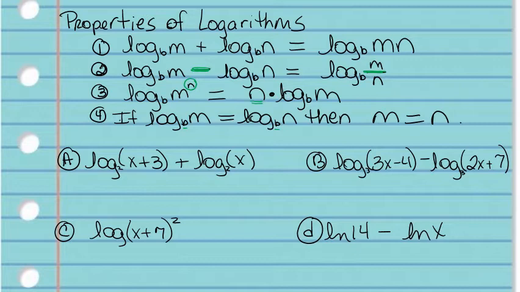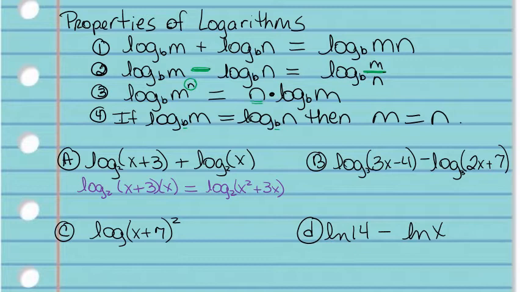So for this first one, we want to get this as an expression with a single logarithm. This would become log base 2 of x plus 3 times x. And so we can actually multiply that, and that's going to give us log base 2 of x squared plus 3x. So we use the multiplication rule, took an addition and turned it into multiplication.